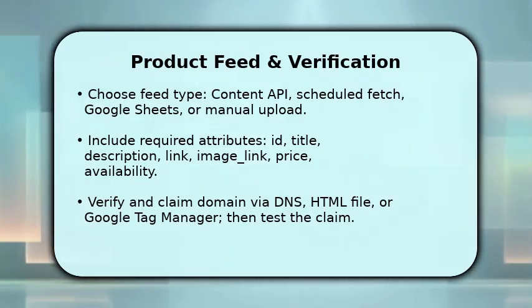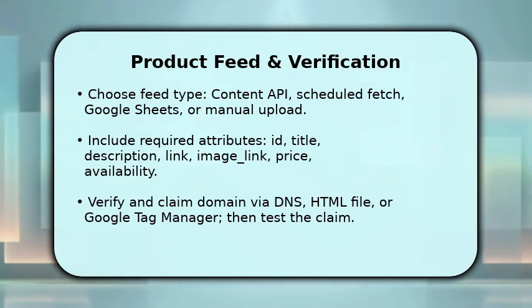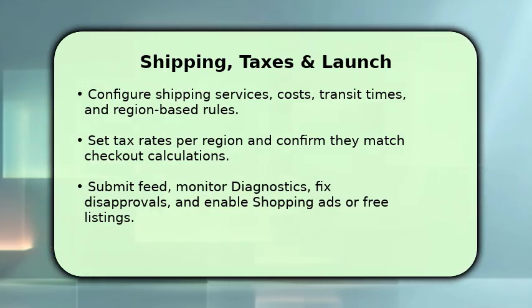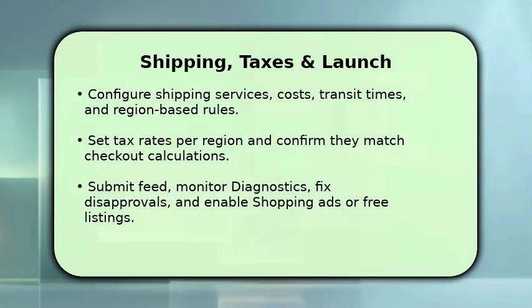After that, finish the upload by configuring shipping and tax settings so what customers see matches checkout totals. Set shipping services, costs, and transit time rules by region, then apply tax rates to the appropriate regions. Once shipping and taxes align, submit your feed and wait for processing.